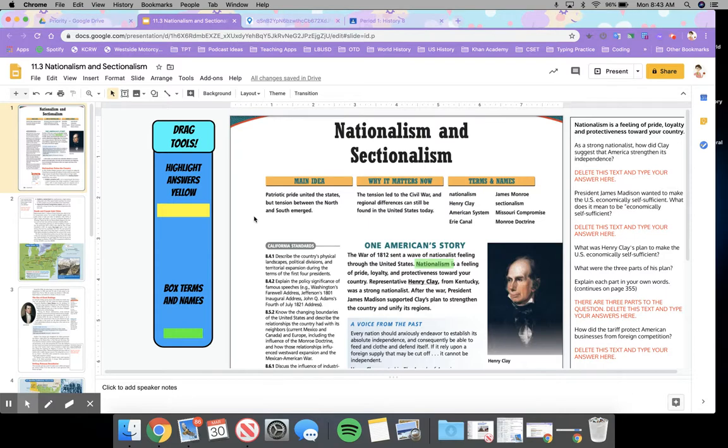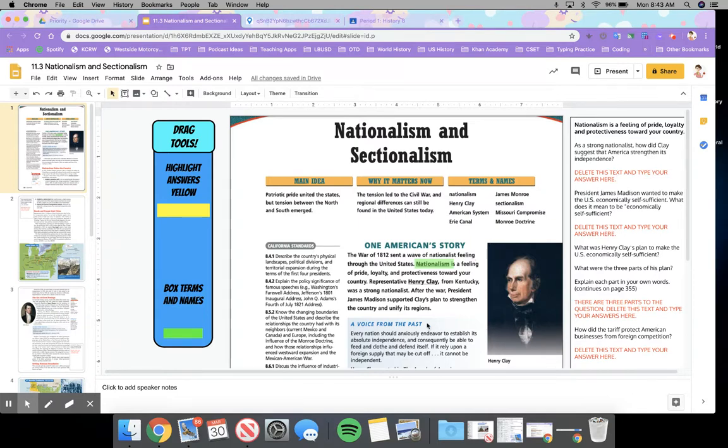You can tell someone who's from California versus someone who's from New York, not just in the way that they speak, but also in the clothes that they wear, the activities that they like to do, that sort of stuff. Okay. So these kind of regional differences still exist. Terms and names, I'm just going to go through these real quickly for you. We have nationalism, Henry Clay, American system, Erie Canal, James Monroe, sectionalism, Missouri Compromise, and the Monroe Doctrine.